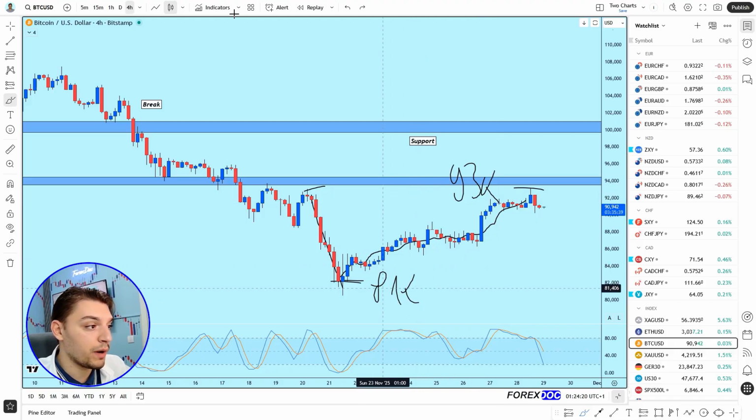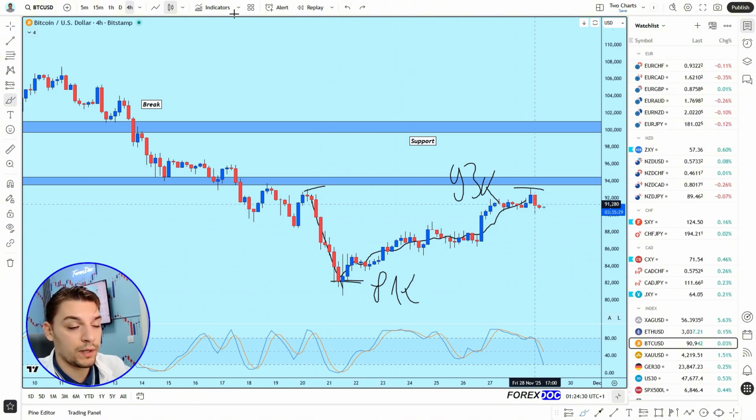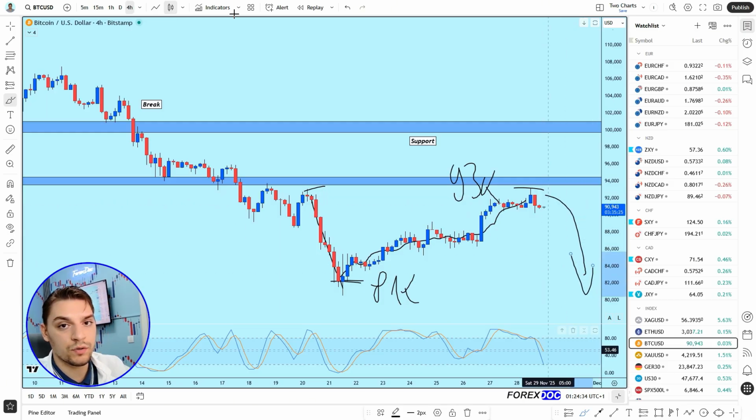So as you can see, it took much more time for bulls to push the price up than for the bears to push the price down. This here confirms to me that bearish pressure is still strong and it is very reasonable to see a bearish continuation.